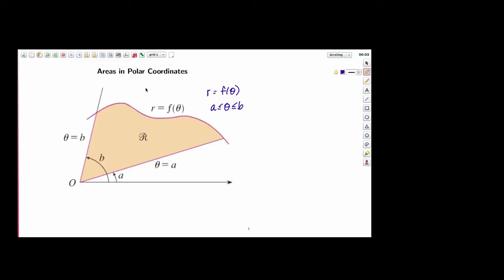So the picture here shows some polar curve r equals f of theta, and we want to find the area in between the angles theta equals a and theta equals b. So this yellow area is swept out by the polar curve in between theta equals a and theta equals b.